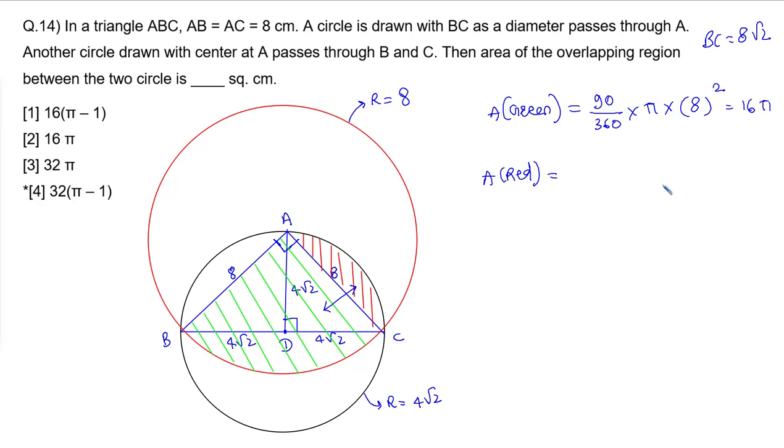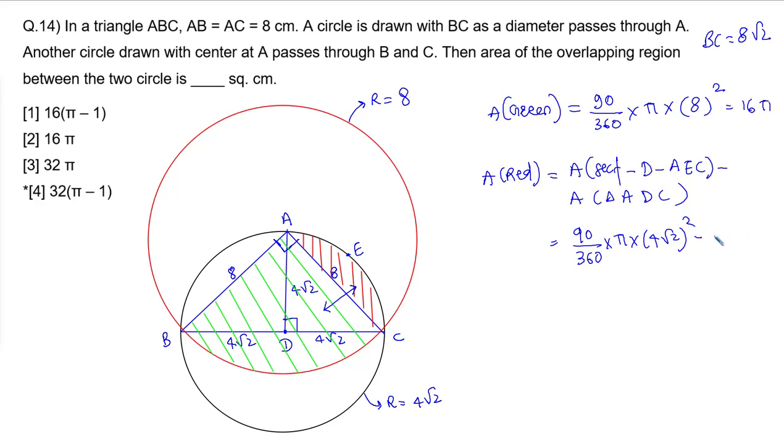So over here, the area of the sector is going to be 90 divided by 360, or let me write it specifically. Let's say this point is E. The area of the red region is the area of the sector with center D and arc AEC, minus the area of triangle ADC. The area of sector DAEC is equal to 90 divided by 360 into pi r square, where r is 4 root 2, and the area of triangle ADC is equal to half into 4 root 2 into 4 root 2.